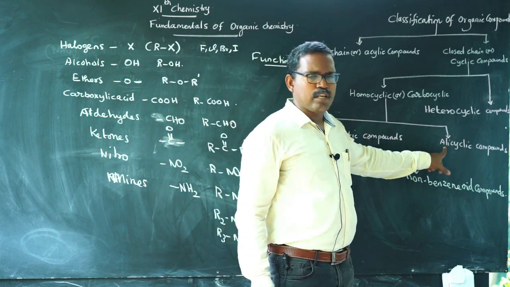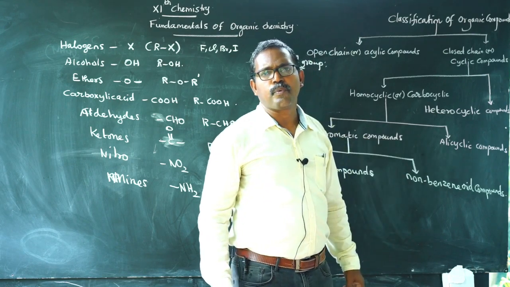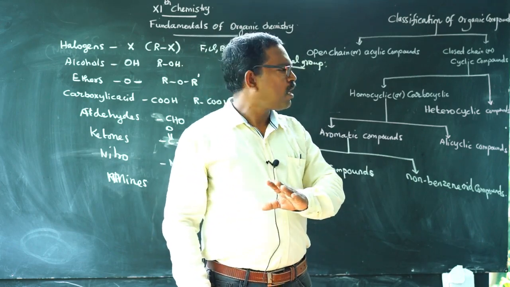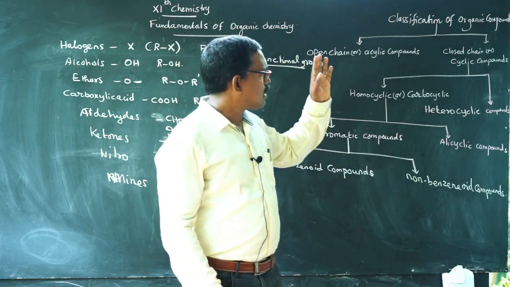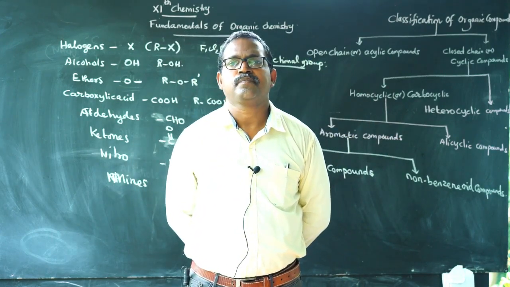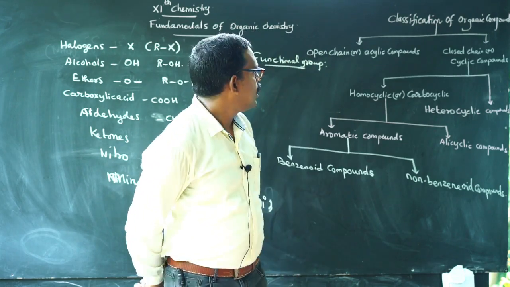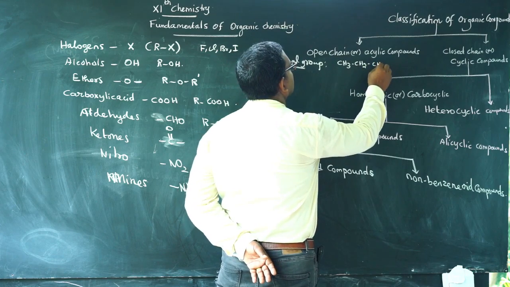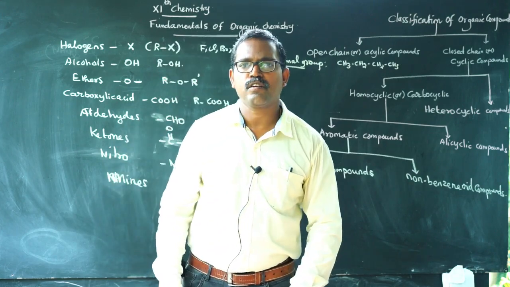Alicyclic compounds are closed chain compounds, mostly cyclo compounds: cyclopropane, cyclobutane, cyclopentane and cyclohexane. So this is the simple classification of organic compounds: open chain or acyclic compounds, and closed chain or cyclic compounds. An example of an open chain compound is butane, CH3CH2CH2CH3.